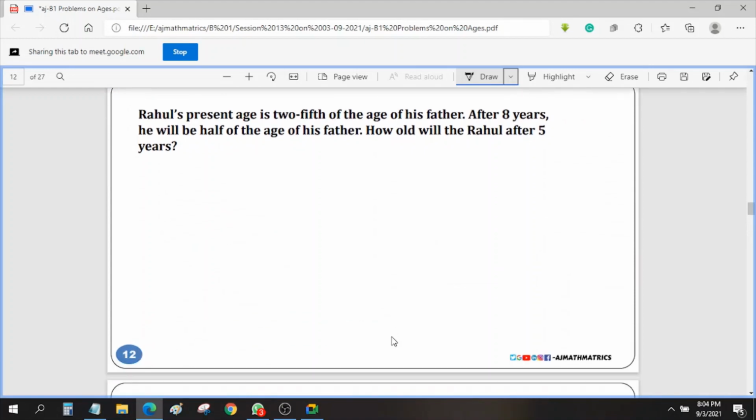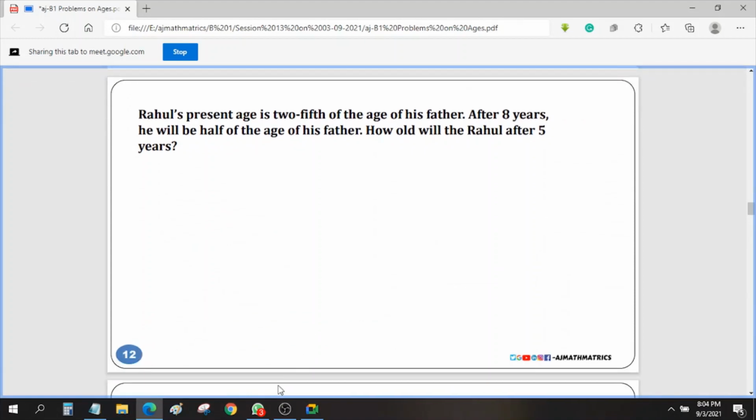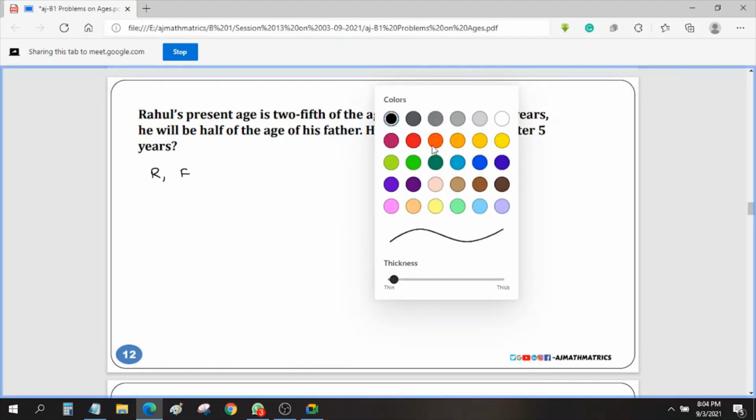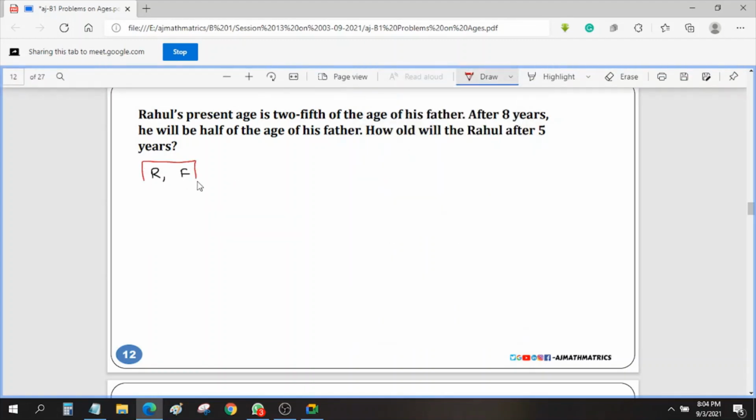Now first I am reading the data. Rahul's present age is 2/5 of the age of his father. Now Rahul's present age I am taking as R, and father's present age I am taking as F. So these two are the things we are going to assign. Now after 8 years, he will be. So here he refers to what? Rahul, because Rahul is the subject. So he will be half of the age of his father.